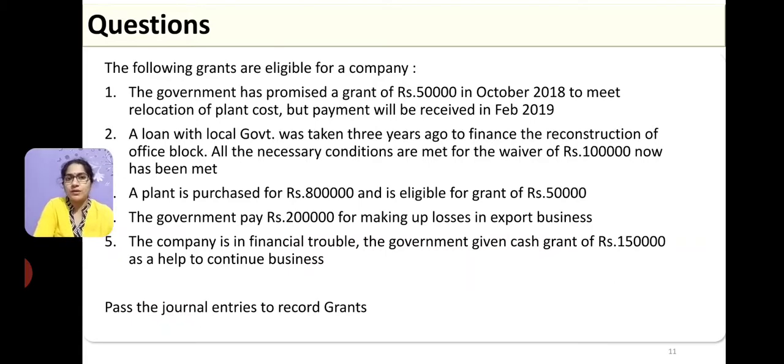So in the first one, it is a deferred income which you are going to receive in future. Then next one, waiver of the loan. Then the third example is about government grant for the subsidized purchase of the plant. Then government giving you compensation for your losses. Then government is giving a cash grant to uplift the company. So in all these cases, how are the entries passed? How do we record it in the books of accounts?